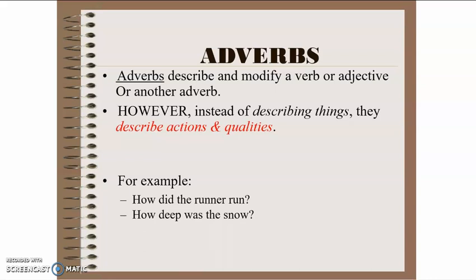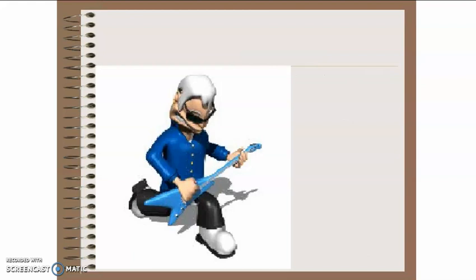For example, if I say someone is running slowly, the adverb here is slowly, and it answers one of the questions, how did the runner run? Also, the adverb can answer the question of how deep was the snow? How well did the singer sing? Adverb have the answer to all these questions. Let's have examples.